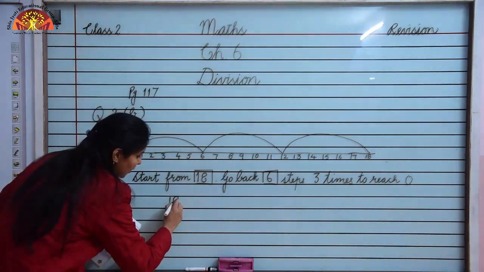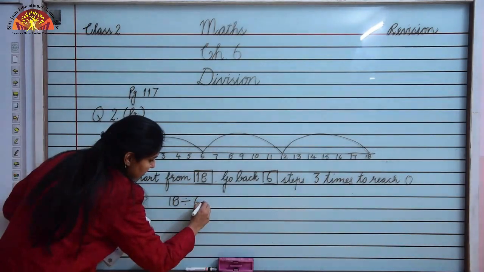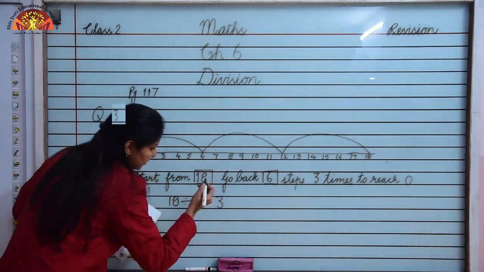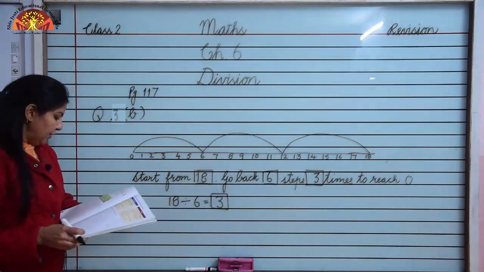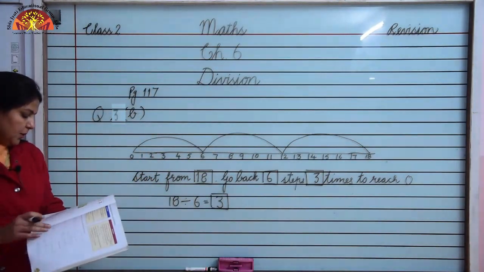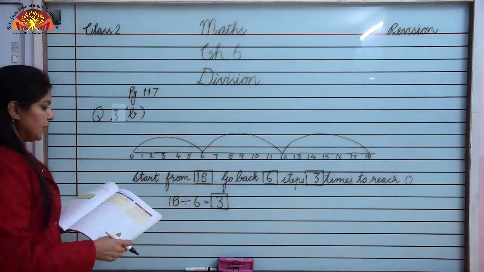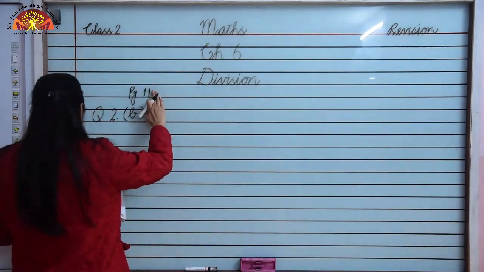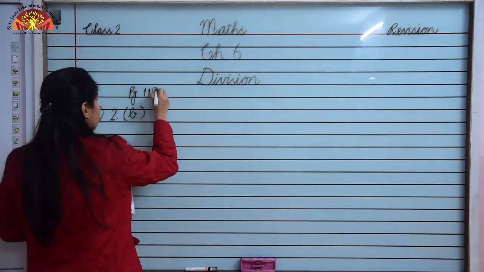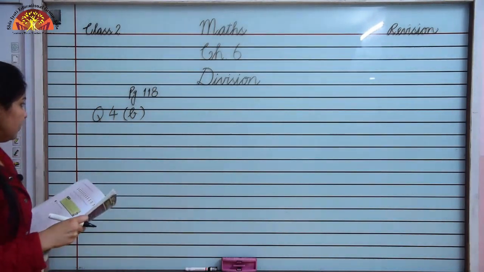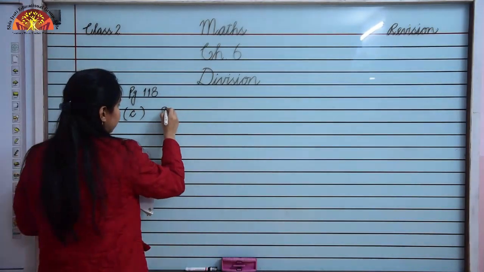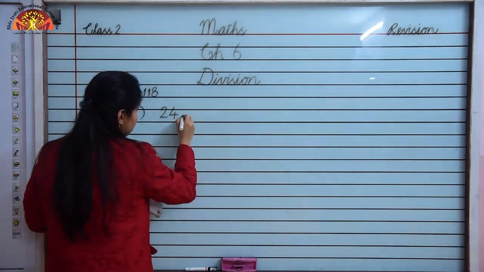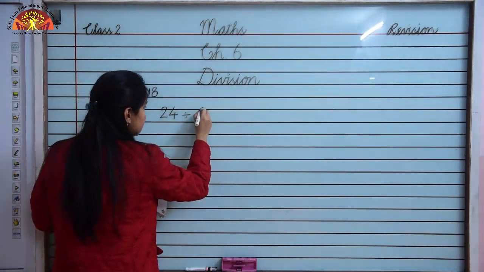Here how will we write it? We will write 18 divided by 6 is equal to 3. This is the quotient. Now children, we will see the fourth sum, divide by repeated subtraction. It is on page number 118. Now we will see question number 4, the C part of this. Numbers are 24 divided by 6.